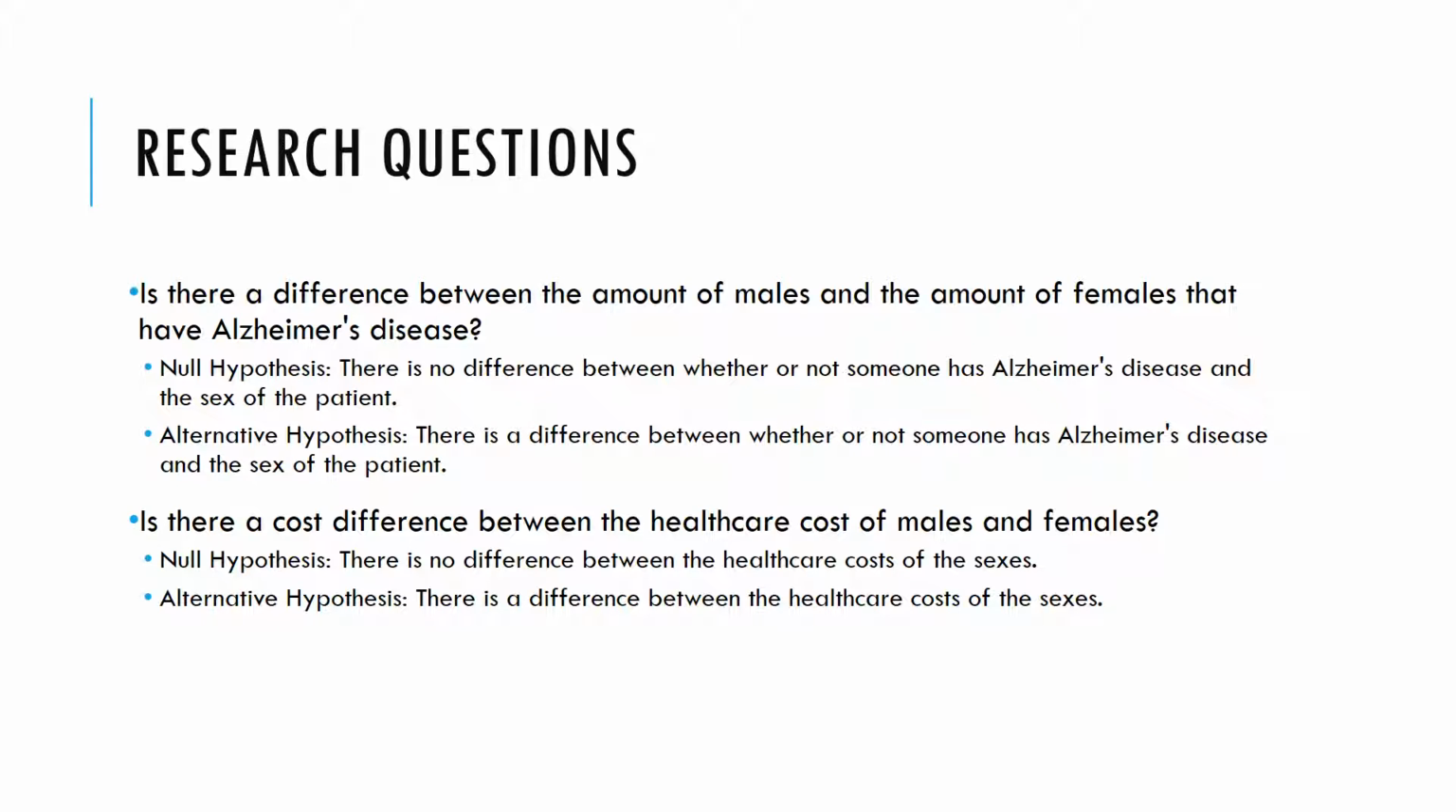For my research, I decided to focus in on two questions. First, is there a difference between the amount of males and the amount of females that have Alzheimer's? Second, is there a cost difference between the out-of-pocket costs of males and of females? For my null hypothesis, I stated that there is no difference between the two variables, and for my alternative hypothesis, I stated that there is a difference between these two variables.